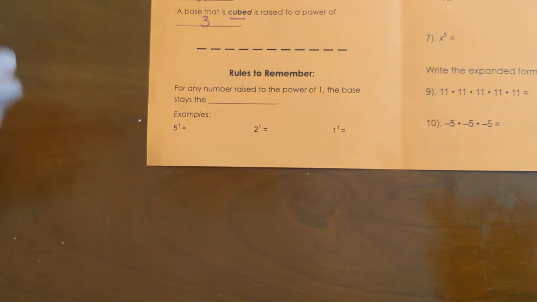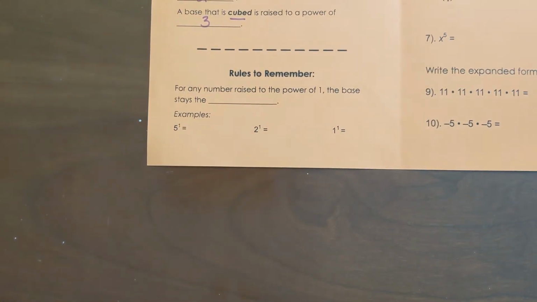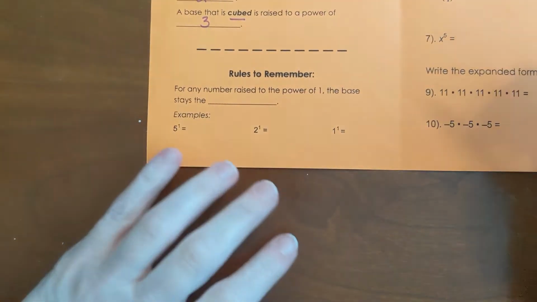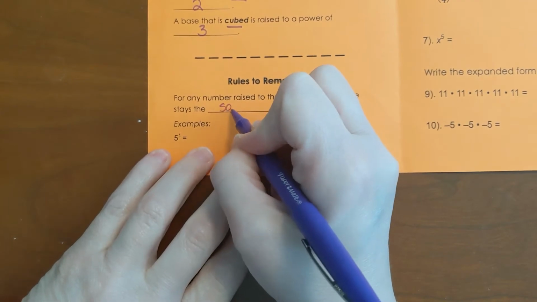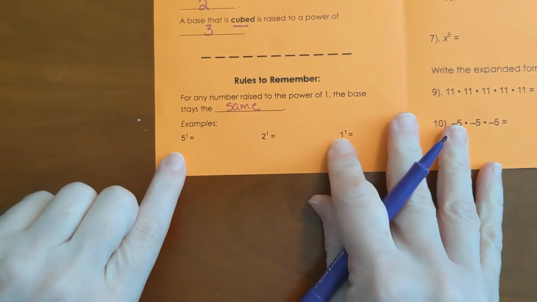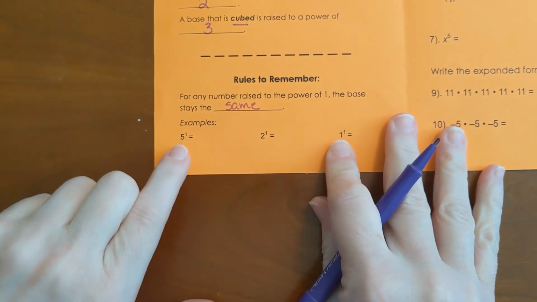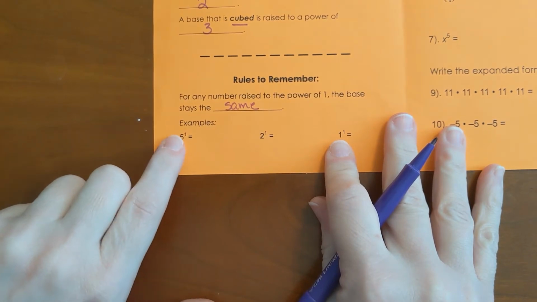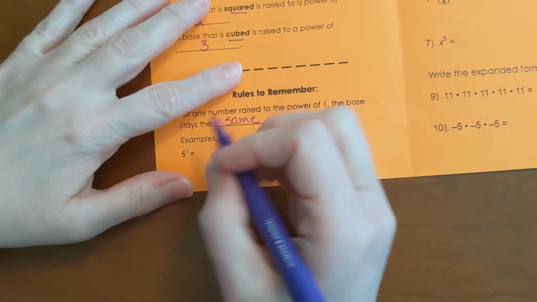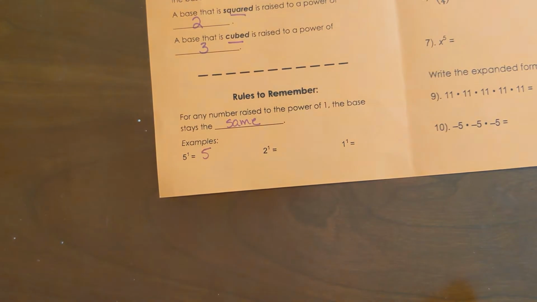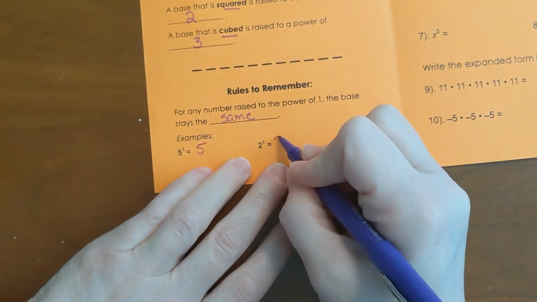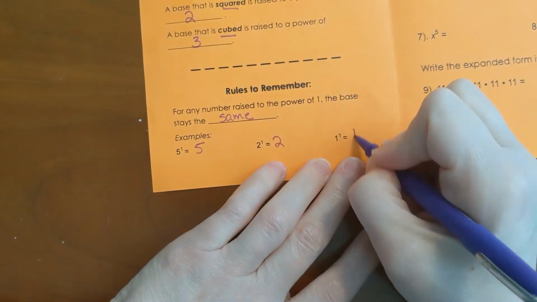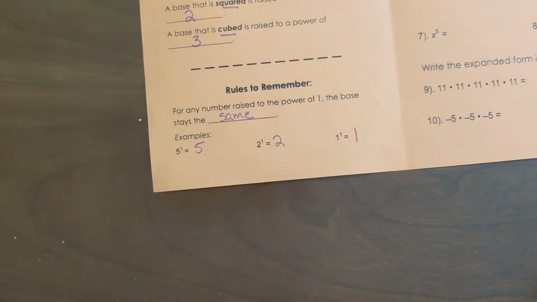Okay, so some rules or properties really to remember here. Any number raised to the power of 1, the base is just going to stay the same. Think about it: 5 to the power of 1. How many times do we multiply 5 by itself? Well, my power says to do that 1 time, so that's just 5. 2 to the 1 is still going to be 2. 1 to the 1 is going to be 1. So anything to the power of 1 is just that number itself.